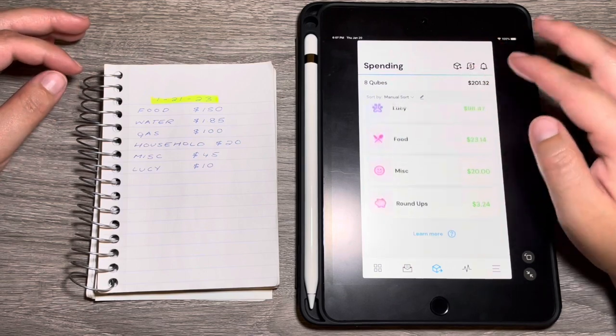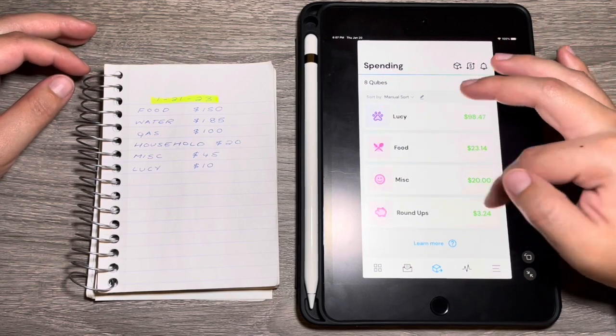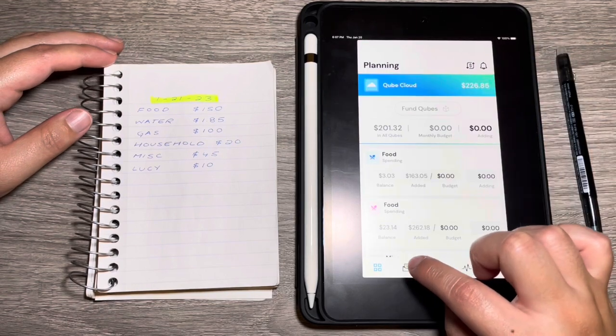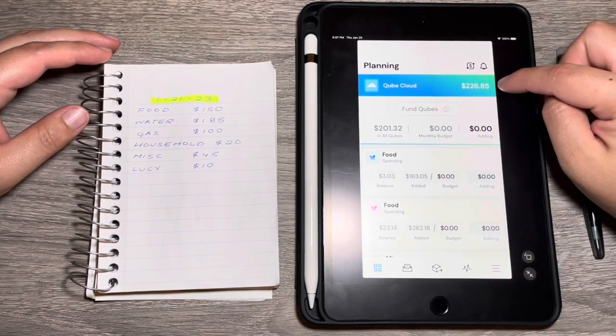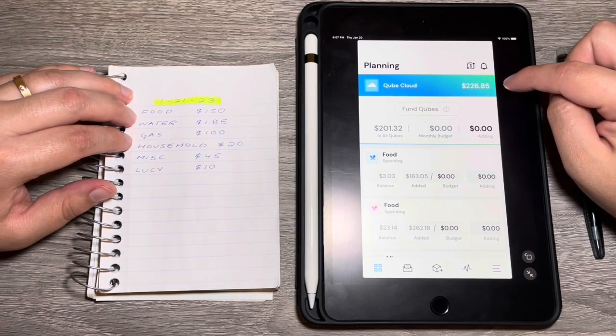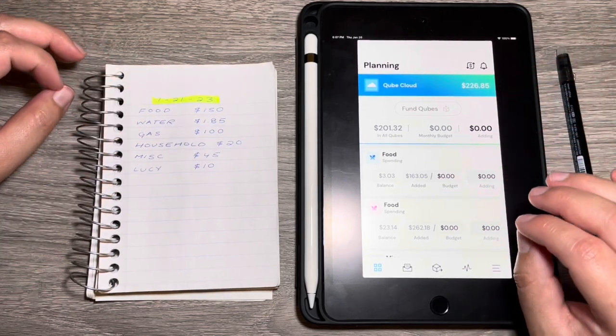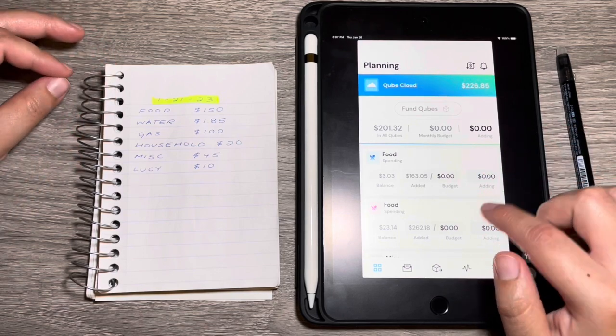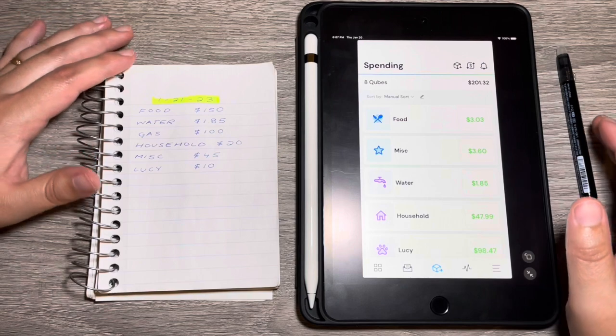For all these categories, we roll over each week, so we never put anything back into our main bank account. So we'll go over here to the cloud. And I've sent $226.85 to stuff our Qubes for the week. I usually make the transfer from Capital One on Wednesdays so that they're here in Qube on Thursday nights and then they're ready for Friday mornings.